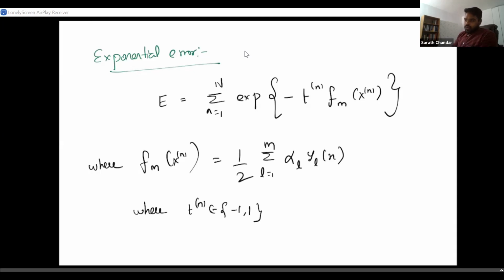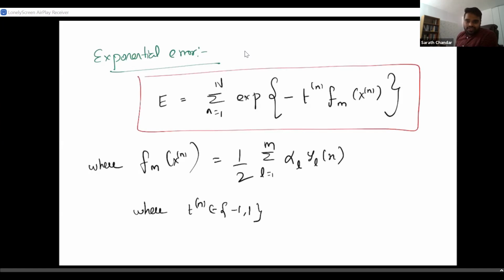Now what does this error function mean? Whenever there is a correct classification, both +1 or both -1, the product t_n f_m is positive, so the exponent term is e to the power of minus 1. On the other hand, whenever you have a wrong classification, for example, if this is 1 and this is -1, then minus into minus is plus, so the error is e to the power of 1. Similarly, if this is -1 but your prediction is 1, then also the error is high, right?